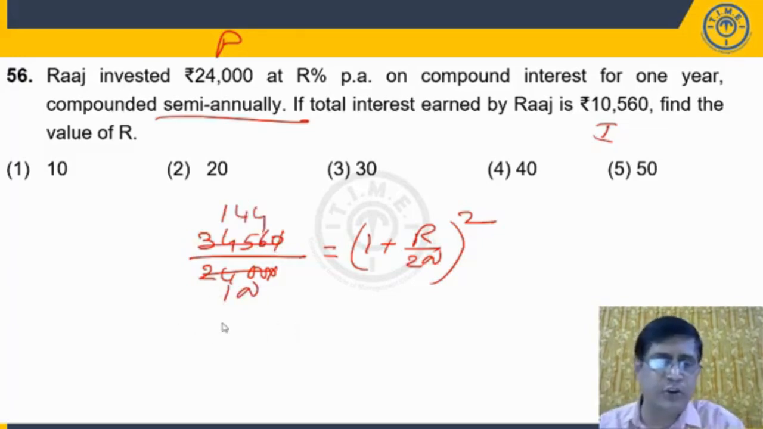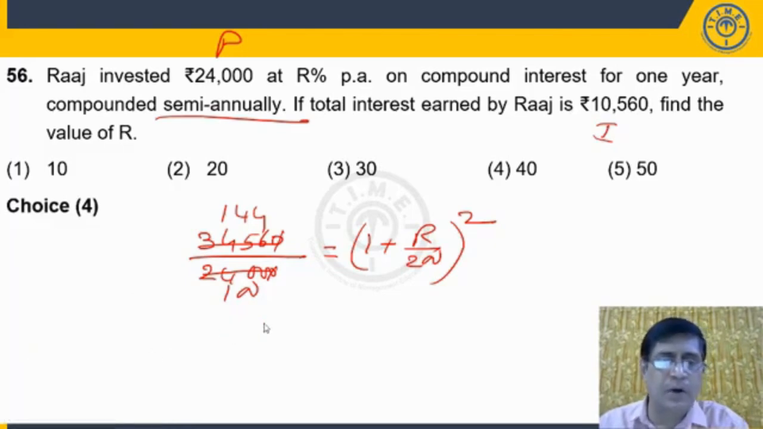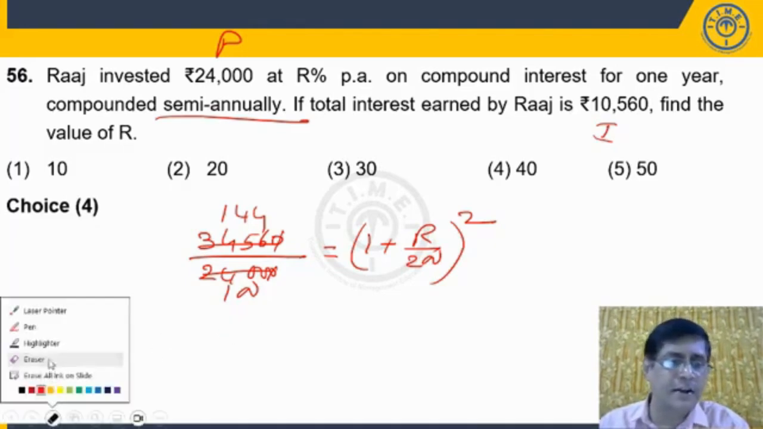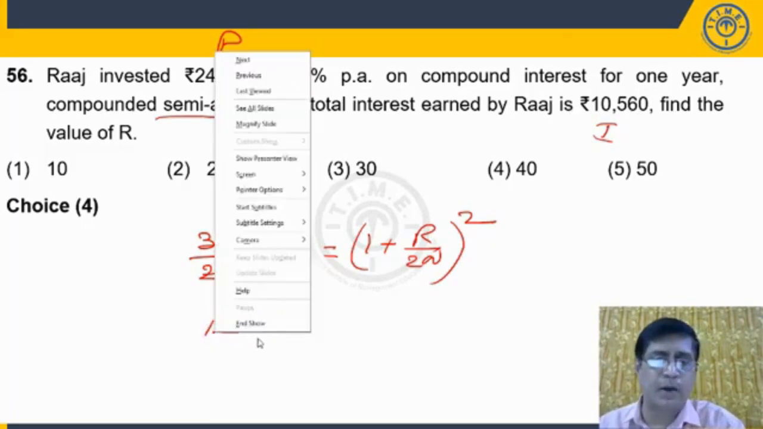So what is the value? 144 by 100. Now observe that (1 plus R by 200) whole squared is equal to 144 by 100. Now take the square root of this. The square root of 144 is 12, and the square root of 100 is 10. So 12 by 10 is 1.2.